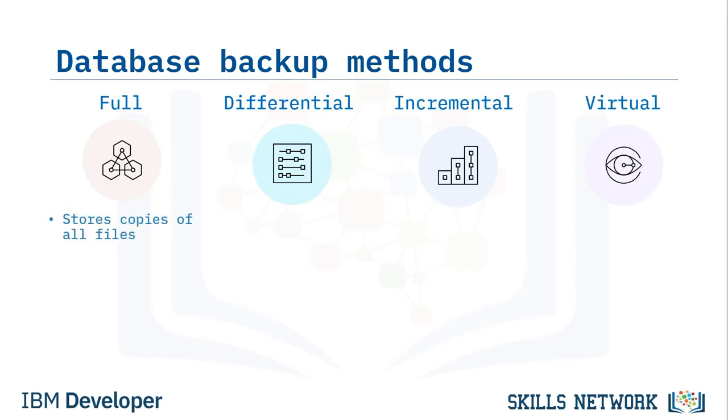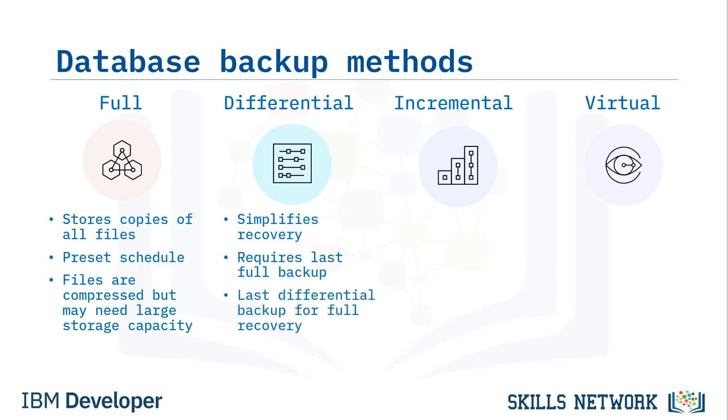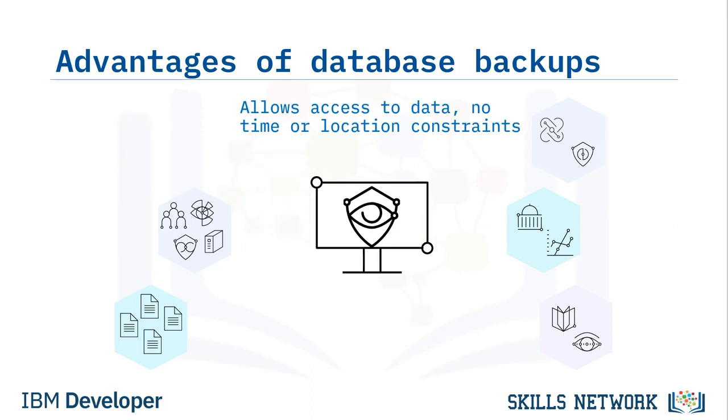A full backup stores a copy of all files following an automatic preset schedule. Typically, files are compressed to save space, but a lot of storage space may still be needed. A differential backup simplifies recovery, requiring only the last full backup and the last differential backup to create a complete database recovery. An incremental backup saves storage by backing up the files generated or updated since the last backup. And a virtual full backup uses a database to track and maintain backup data, helping to avoid the pitfalls of other methods.